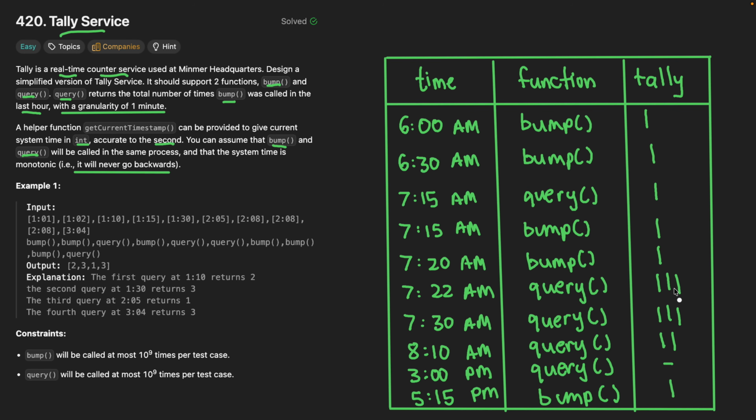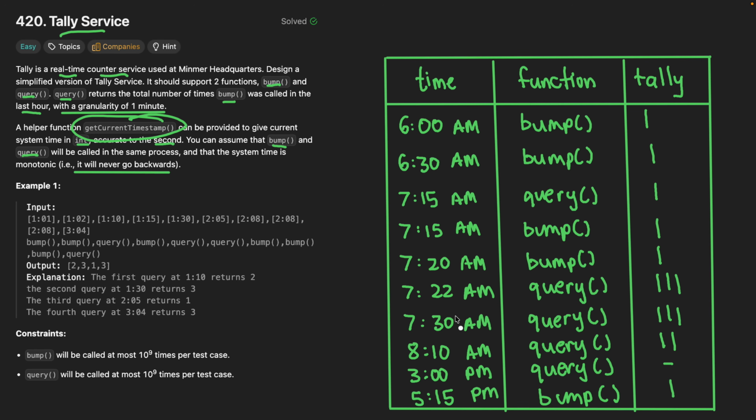Now, just as a quick aside and also a useful note, we don't call bump or query with the times themselves. These functions have no parameters, as you can see here. As to how to get the current time, apparently it's provided for us. It's presumably some inbuilt function that we can call in our code at any given time.